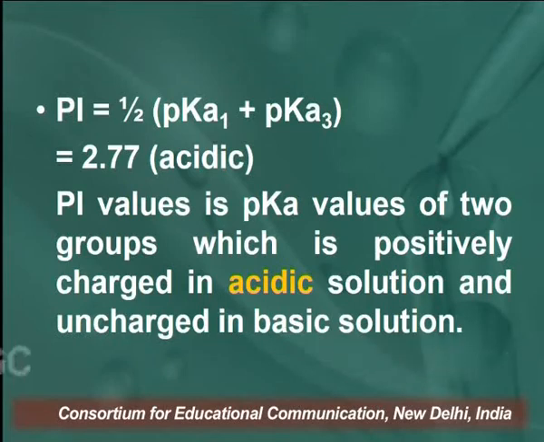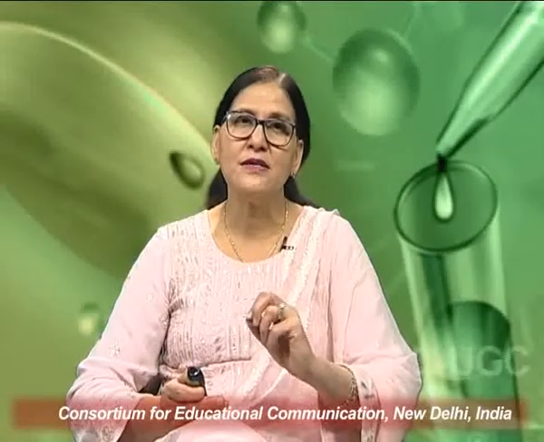In that case, we have to calculate the acidic values of these two forms, pKa1 plus pKa3. So we will not consider the pKa2 value. It's very important how to calculate the isoelectric point. Because in aspartic acid there are 2 acidic groups, you have to add only the value of pKa1 and the value of pKa3. So that is 2.77. So the isoelectric point of aspartic acid is 2.77.